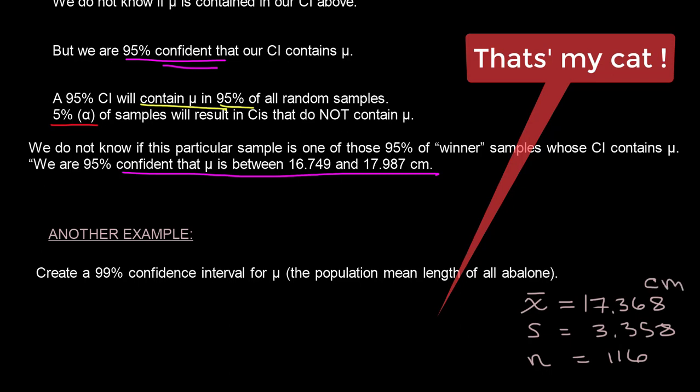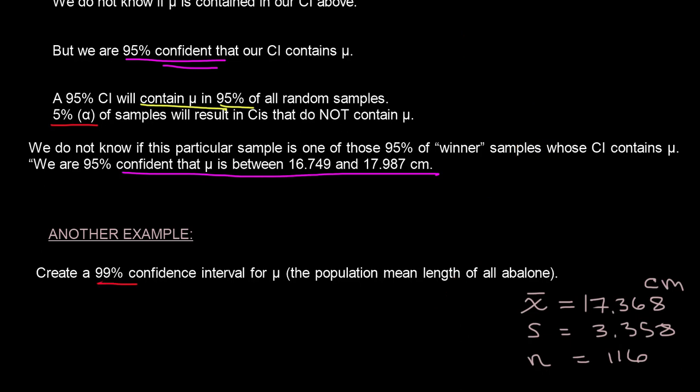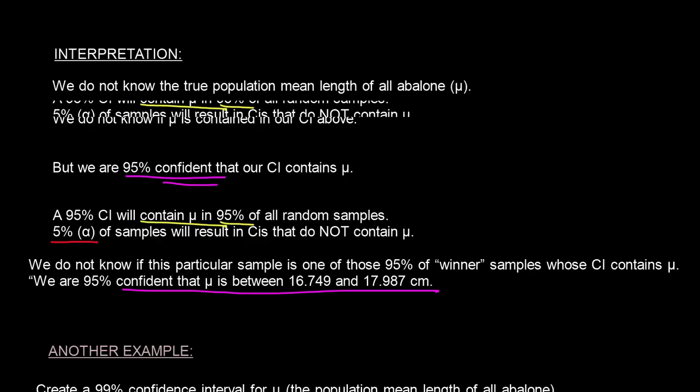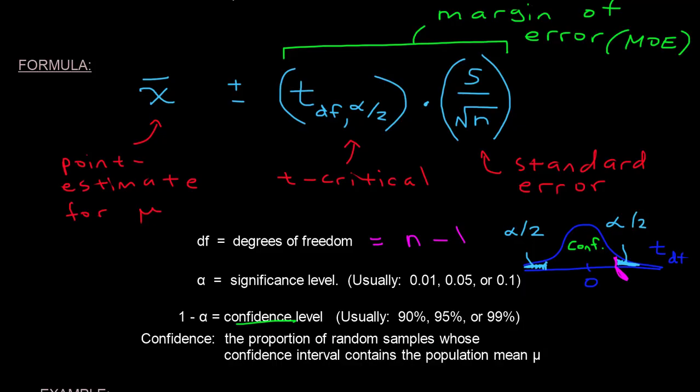The difference here is that we're going to create a 99% confidence interval, whereas in the previous example we did a 95% confidence interval. Okay, I'm going to scroll back up to our formula. It's at the very top here. Notice our sample statistics are the same. The point estimate x bar, the standard error s over square root of n.